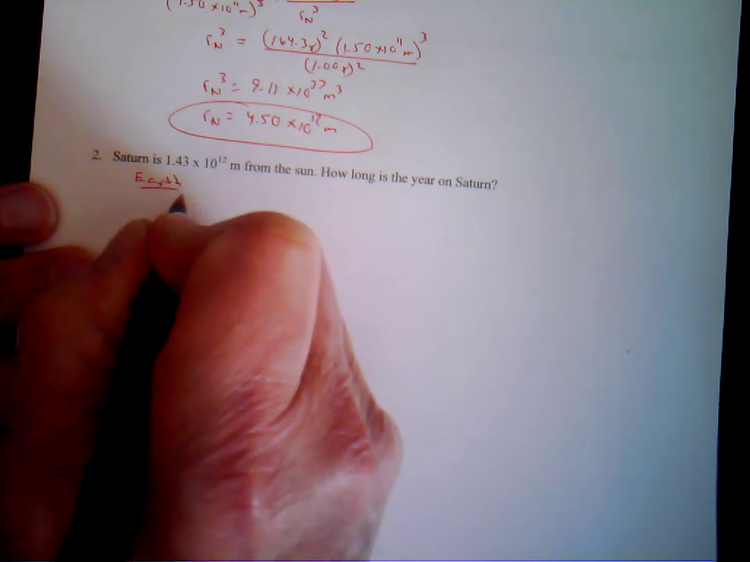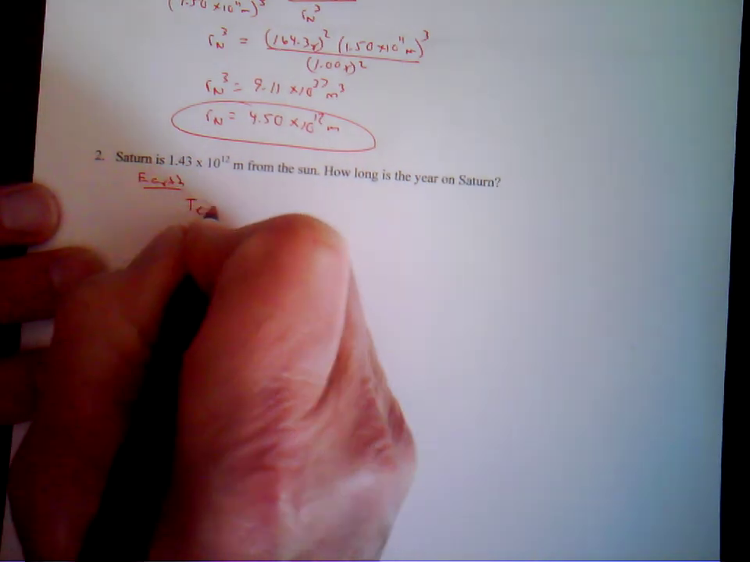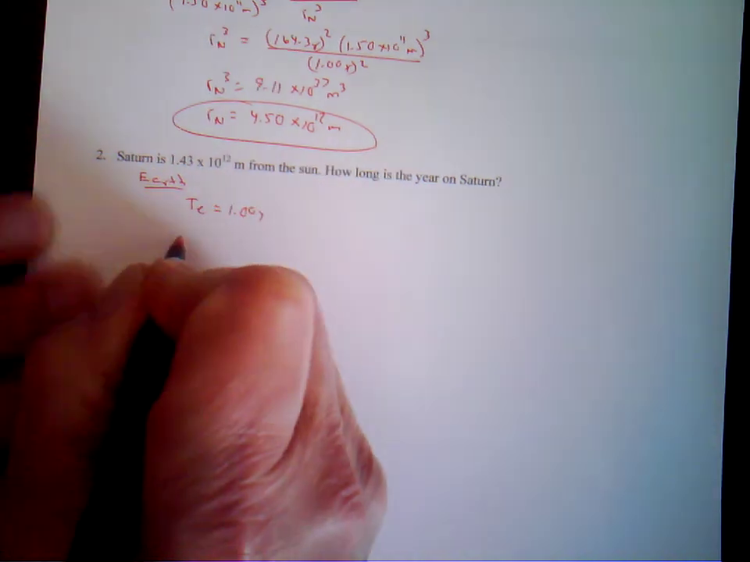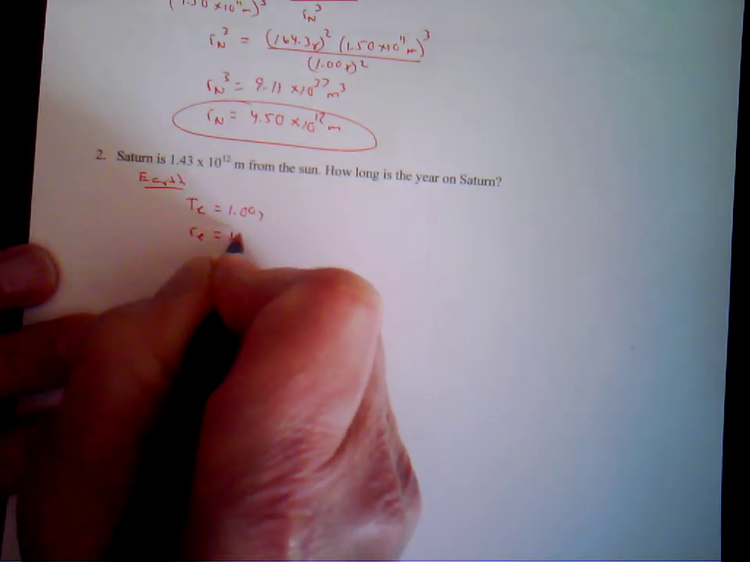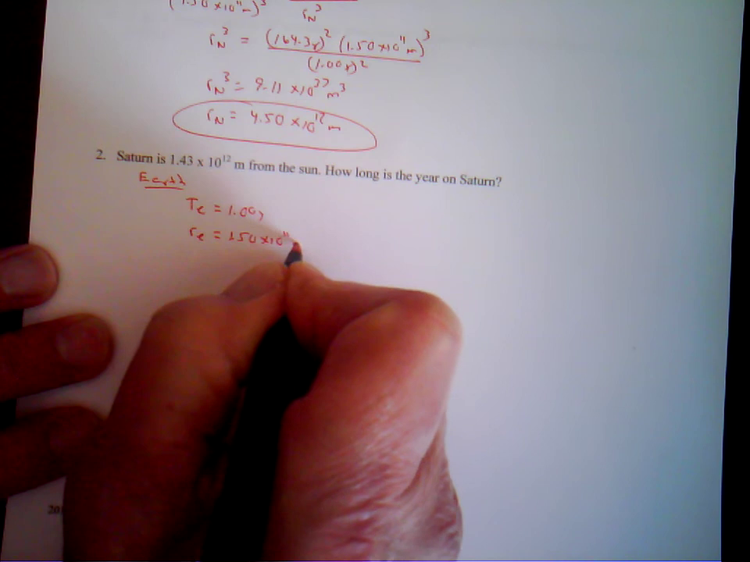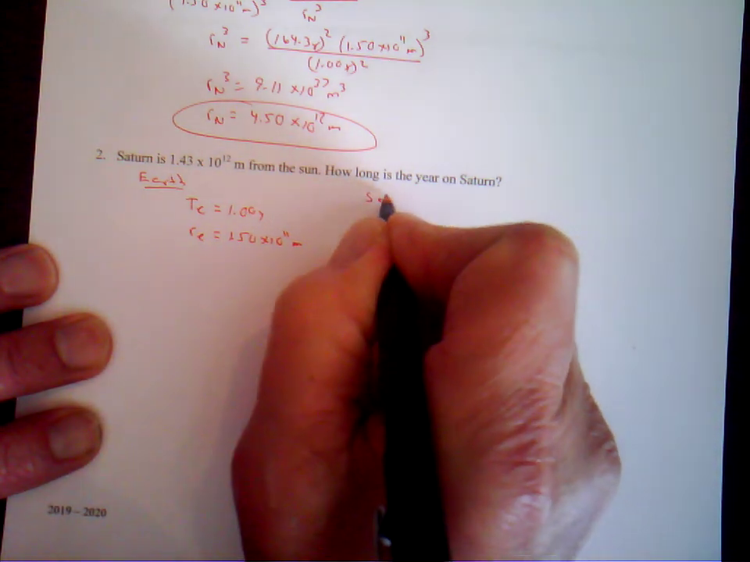We know the period of the Earth is equal to 1 year. We know the orbital radius of the Earth is 1.50 times 10 to the 11th meters. And then we have Saturn.